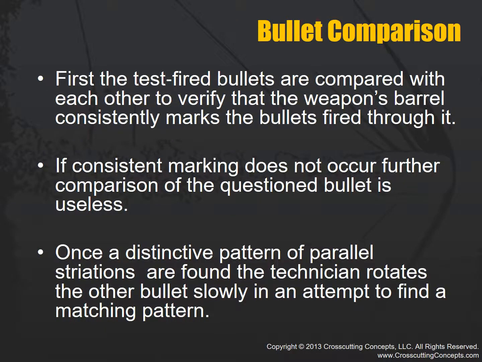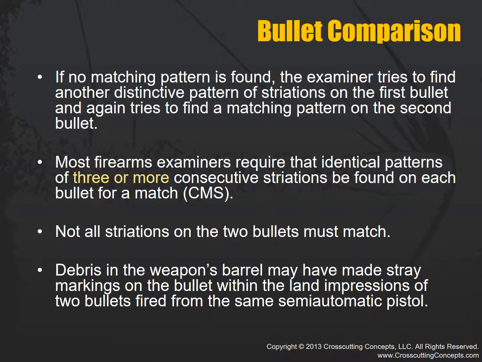Bullet comparison. First, the test-fired bullets are compared with each other to verify that the weapon's barrel consistently marks the bullets that are fired through it. If consistent marking does not occur, then you can't do any further comparison. Once you find a distinctive pattern of parallel striations, then you can attempt to find matching patterns on bullets that you don't know. If there is no matching pattern, the examiner tries to find another distinctive pattern on the fired bullet and continues to search.